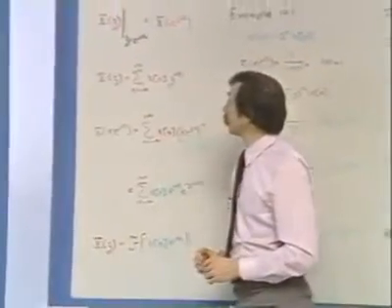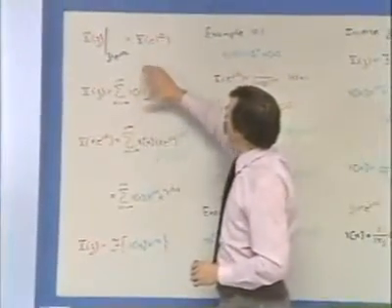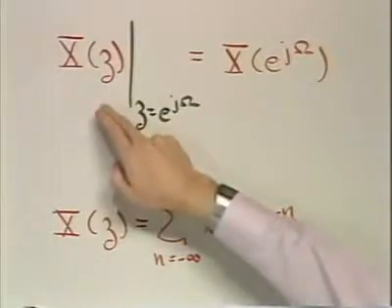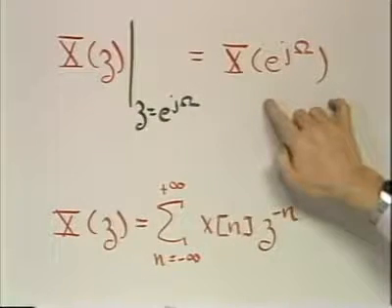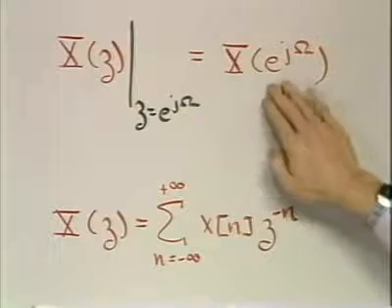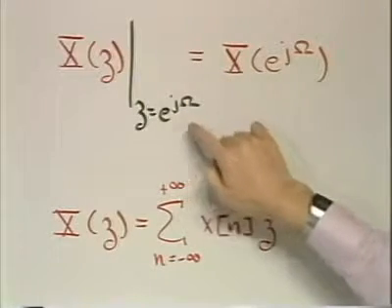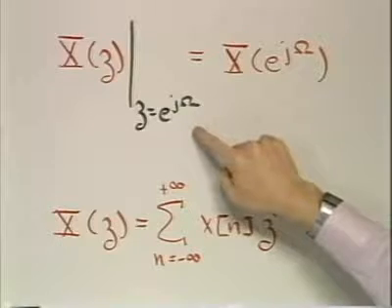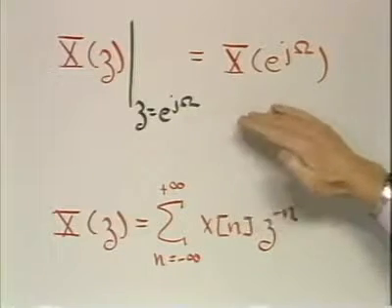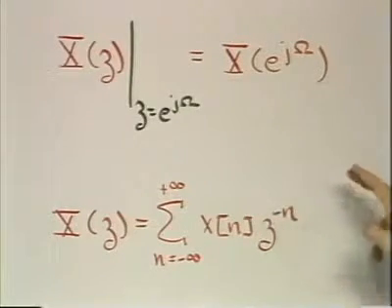In particular, in addition to the fact that the z transform for z equal to e to the j omega reduces to the Fourier transform, we'll see that the z transform for other values of z is the Fourier transform of the sequence with an exponential weighting. And let's see where that comes from.